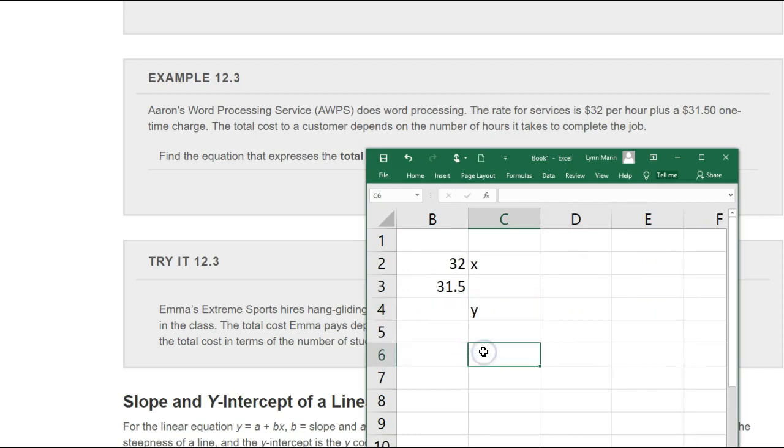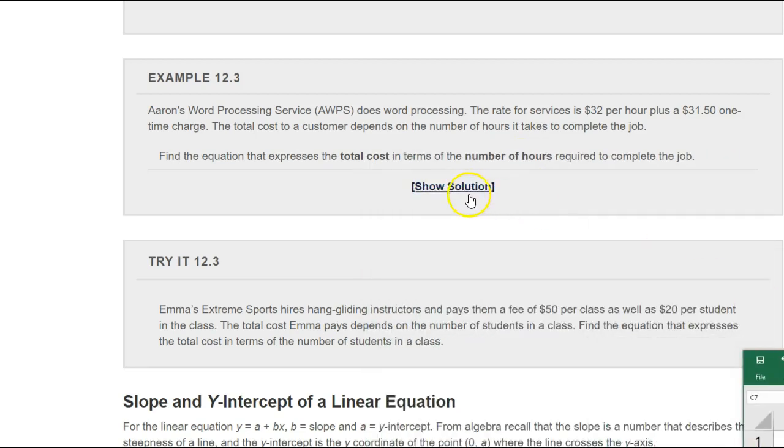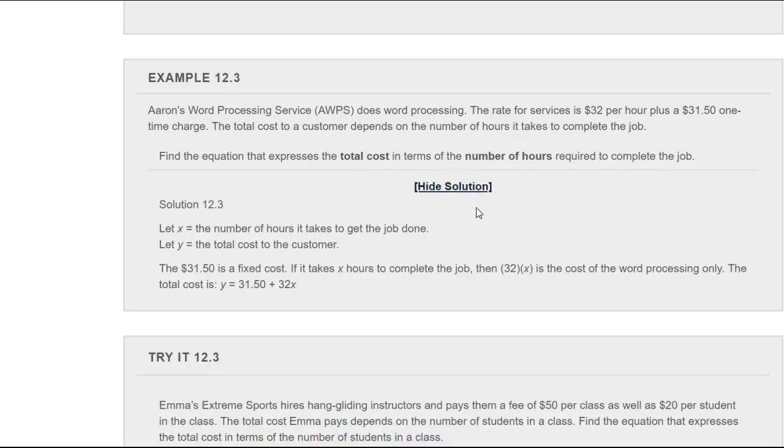So our equation is going to be Y equals our one-time fee of $31.50 plus our $32 an hour times how many hours they work. So our linear equation is Y equals $31.50 plus 32 times X. Now that was just my way of getting my thoughts out so you could see what's going on in my thoughts. But let me show you the solution.